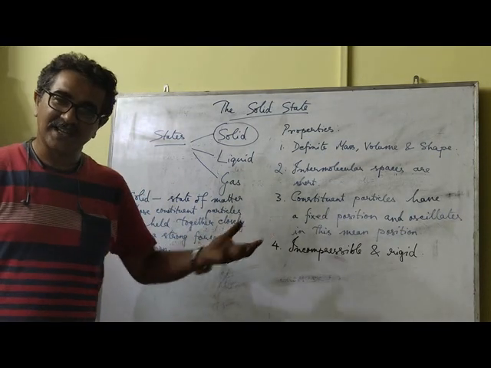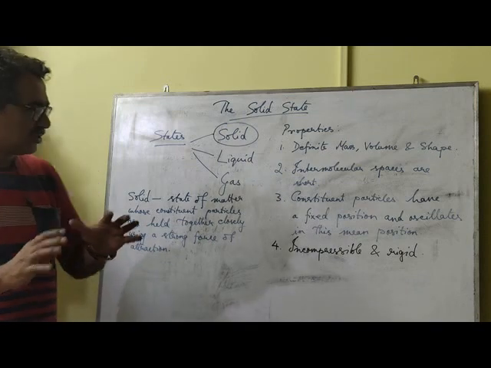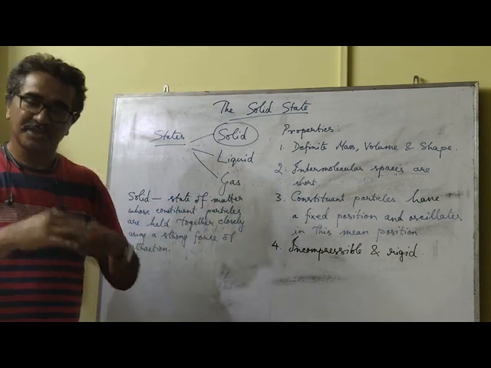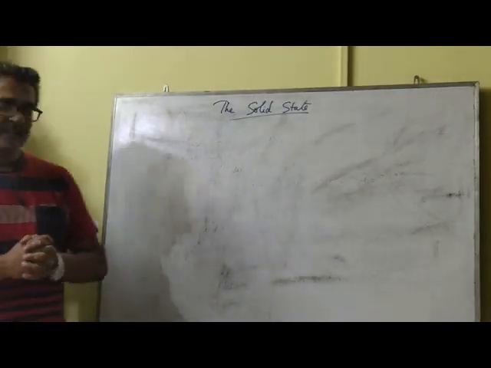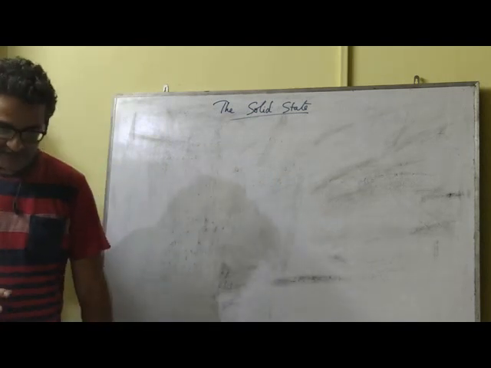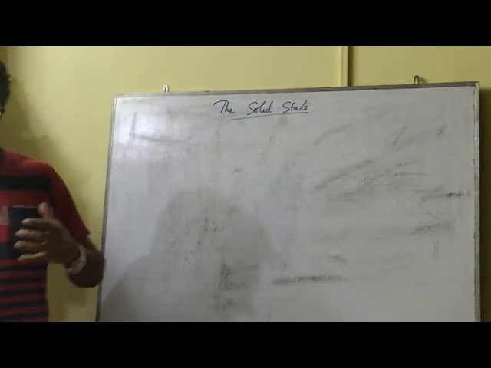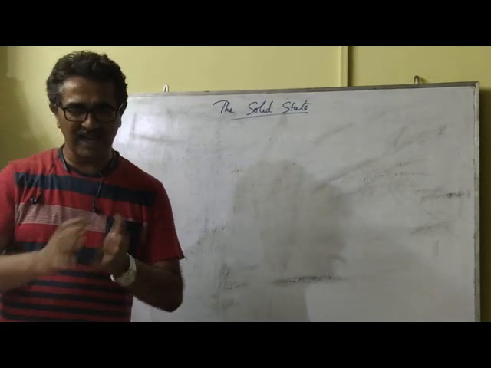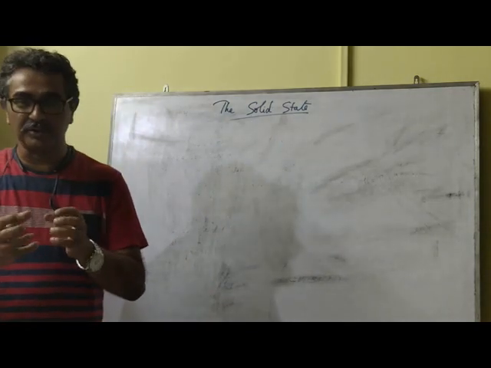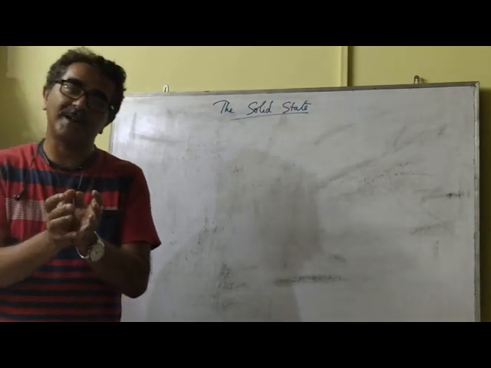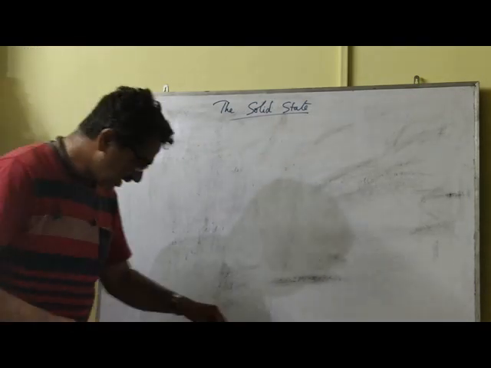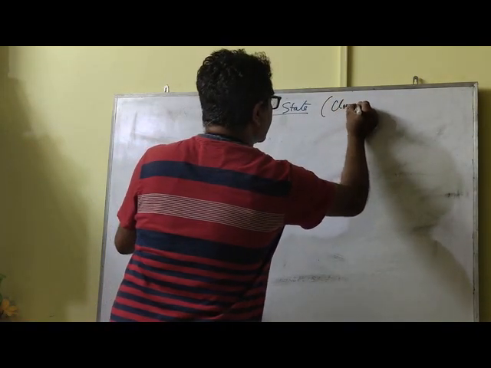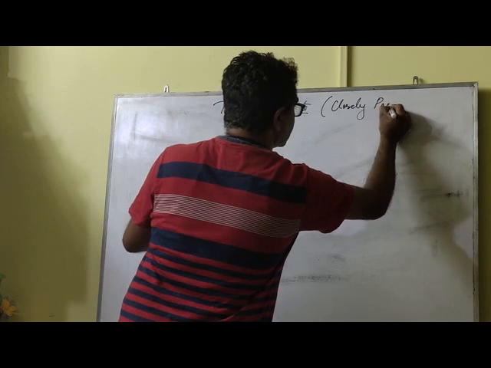Now this particular science will have a lot of exceptions, no doubt. So don't jump to a conclusion right now. What we are trying to do now is general in nature. See, in the solid state, the constituent particles are held together with a very strong force of attraction. So they are very closely packed, highly packed. The intermolecular spaces, or the spaces between the constituent particles, are very less. This has to be kept in mind, that it is very closely packed in a solid state. What is very closely packed? The constituent particles.